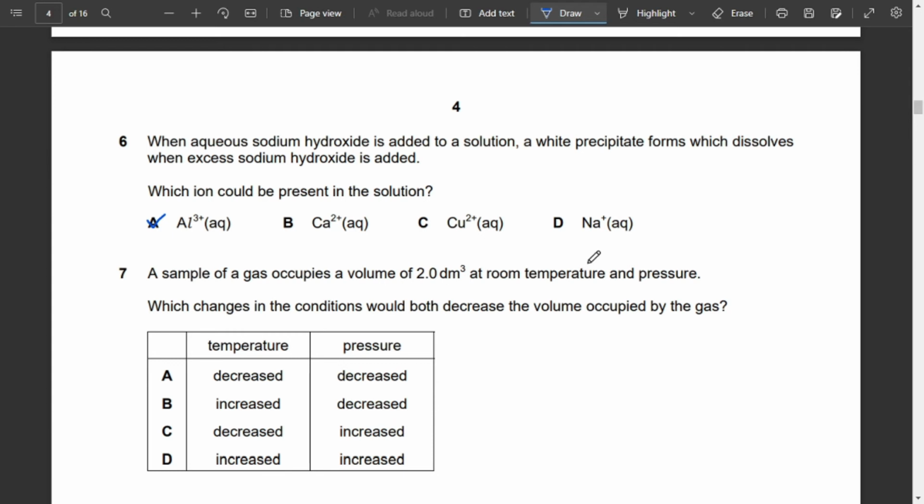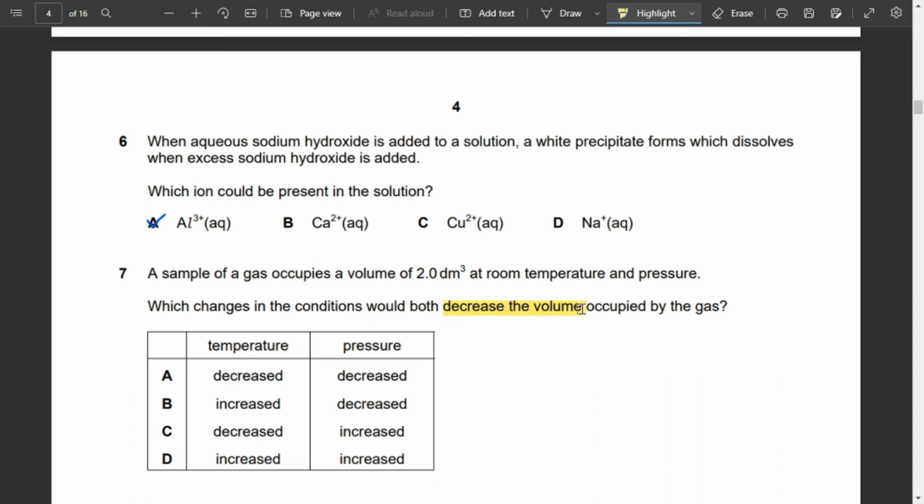So moving on to MCQ number 7. A sample of gas occupies a volume of 2 dm cube at room temperature and pressure. Which changes in the conditions would both decrease the volume occupied by the gas? Okay, so here we want the volume to be decreased. Always remember that volume is directly proportional to temperature and inversely proportional to pressure. Okay, again, I'm repeating again.